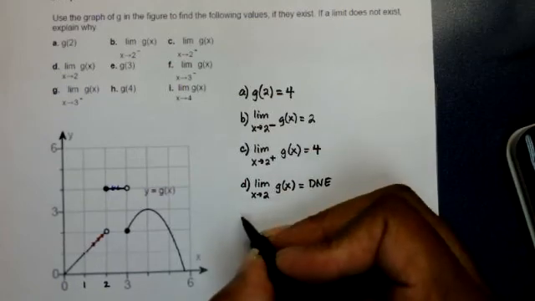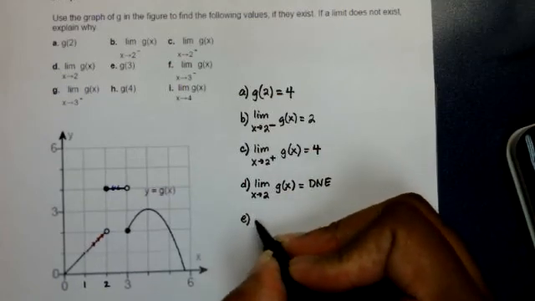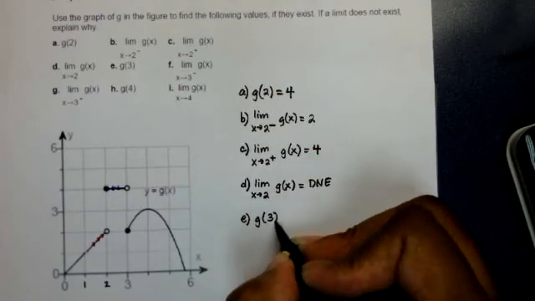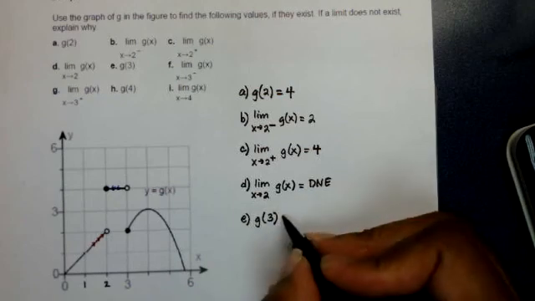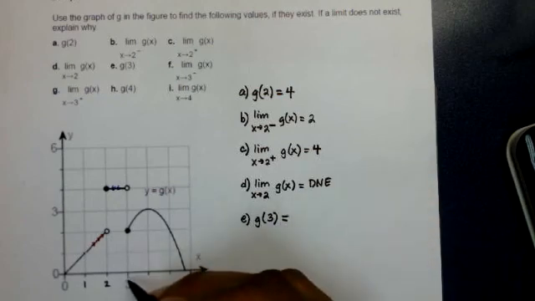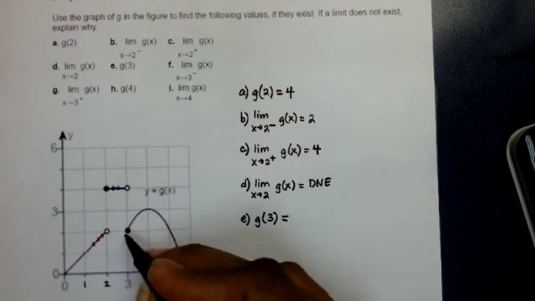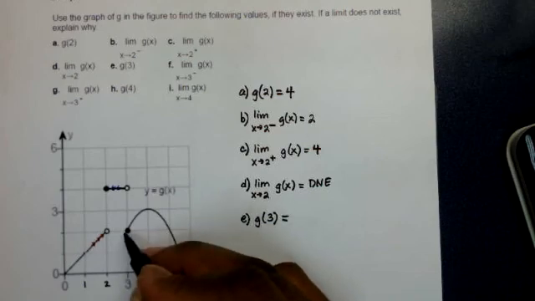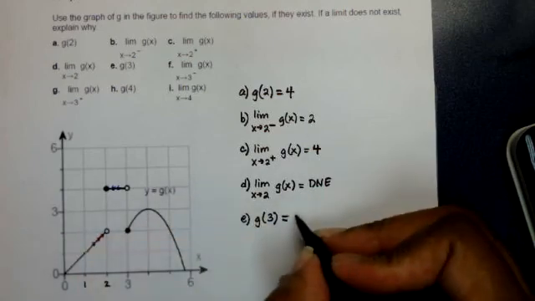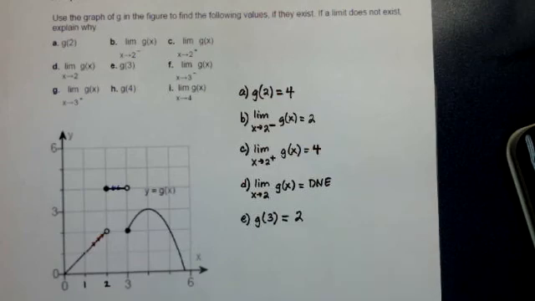Okay, now part E. Let's find out what g of 3 is going to be, the value of the function when x is equal to 3. Well, here's 3. There is a point there. What will be the corresponding y value at 3? It has to be 2. So g of 3 would be equal to 2.